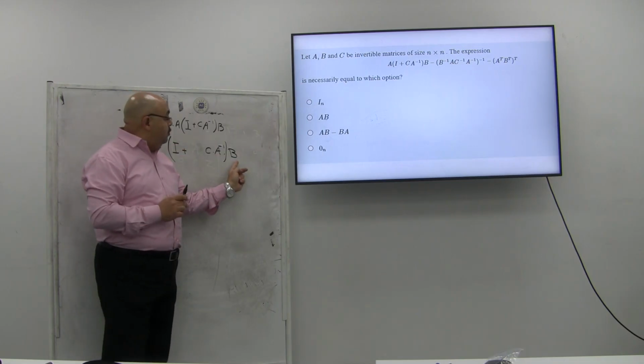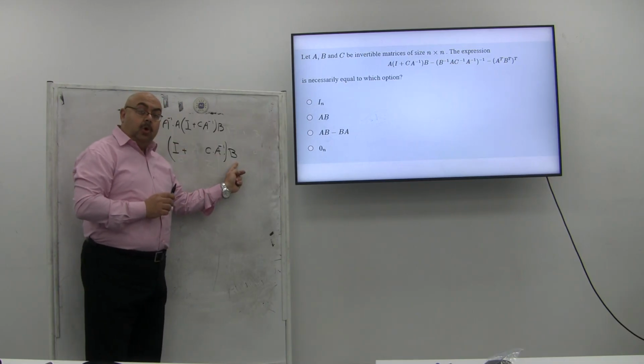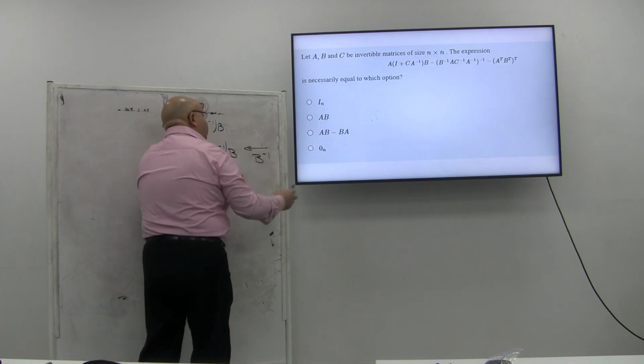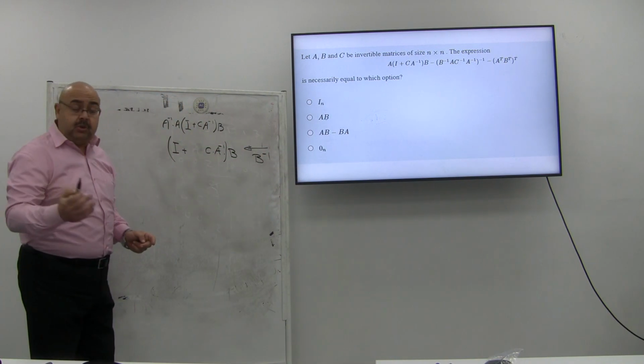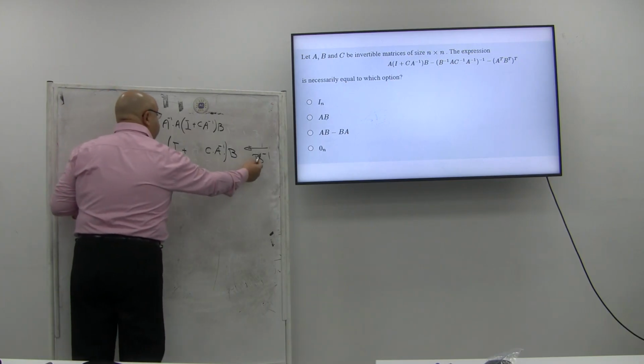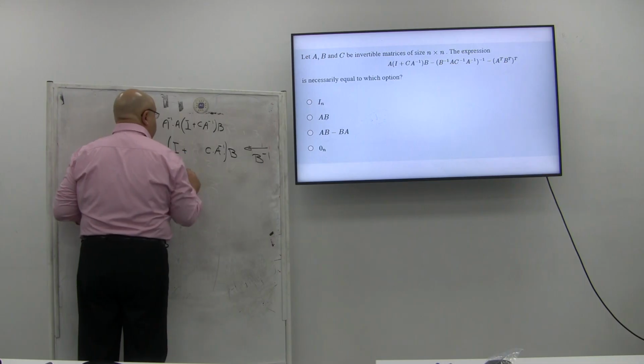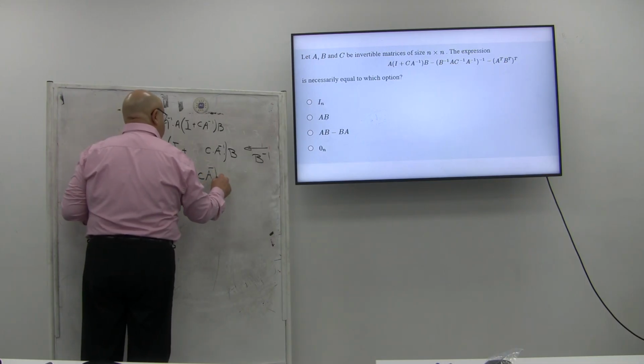Then if I want to remove B from this side, all I have to do is to multiply by B minus 1, but from the right. If I did so, you will have B minus 1 times B, and it will remove each other, so you will end up having I equal to C, A minus 1.